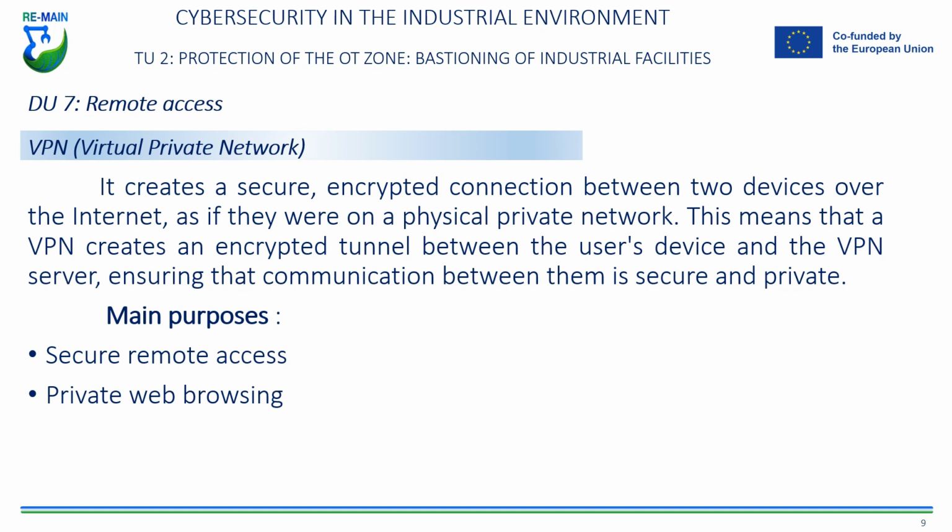Secure remote access. VPNs are used to allow remote users to access an organization's internal network securely. This allows users to access internal network resources, such as files and applications, from anywhere in the world as if they were physically in the company's office. Private web browsing. VPNs are also used to browse the Internet privately and securely. By connecting to a VPN, the user's Internet traffic is routed through the VPN server, hiding their IP address and making it harder for third parties to track their online activity.